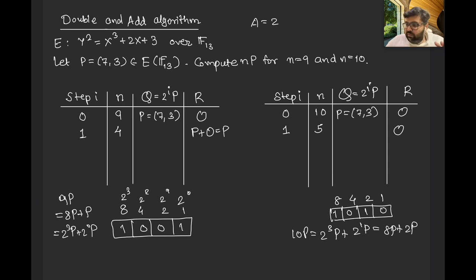First row is common in every example. Zeroth step: write the value of n. 2 raised to 0 P, that means P, and R is O. First row is common. Then in the first step, divide n by 2.